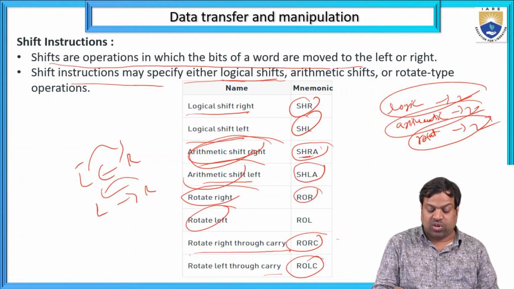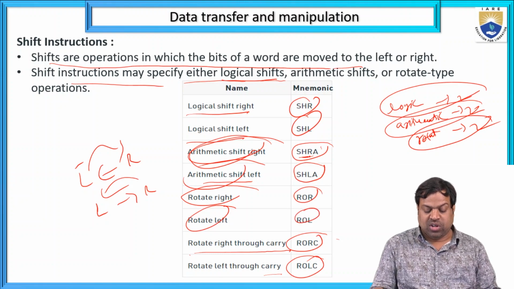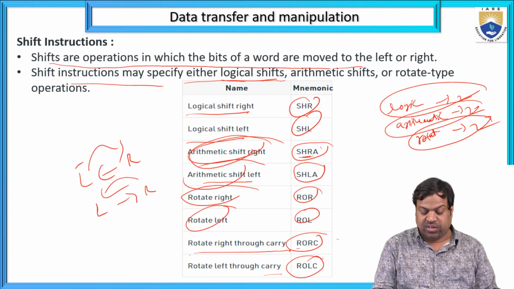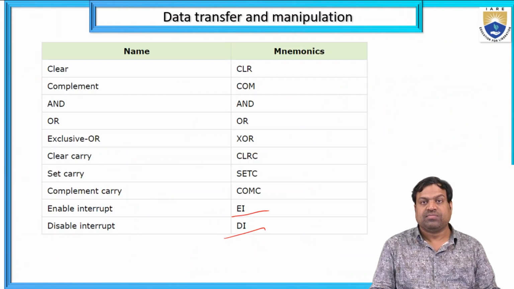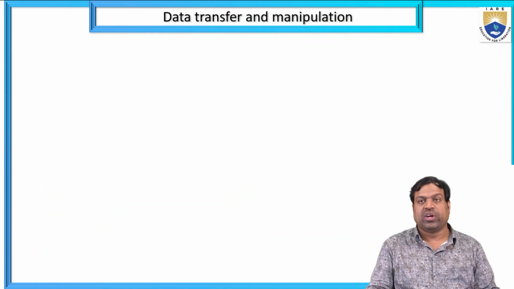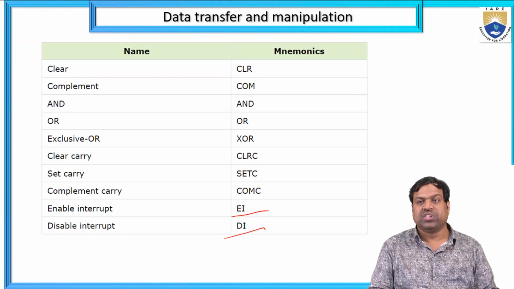Rotate right, ROR, rotate left, ROL, rotate right through carry, RORC, rotate left through carry, ROLC. So these are the mnemonics or instructions of data transfer and manipulation. Clear means CLR, complement COM, AND, OR, exclusive OR XOR, clear carry CLRC, set carry SETC, complementing carry COMC, enable interrupt and disable interrupt. Okay, these are the data transfer and manipulations.